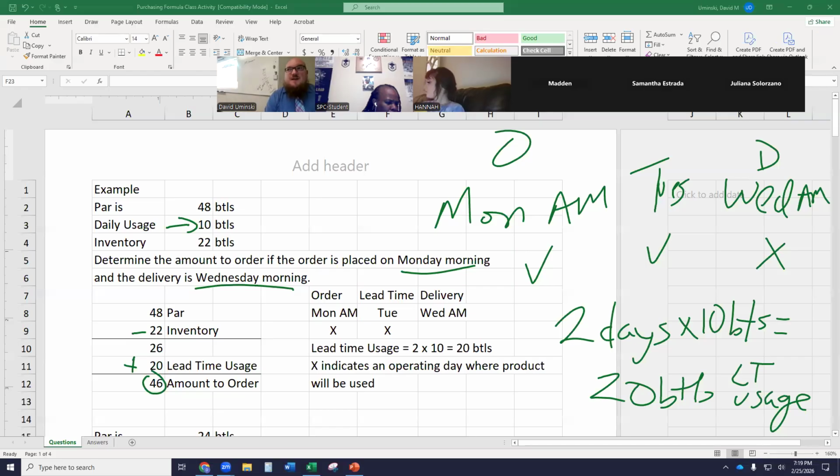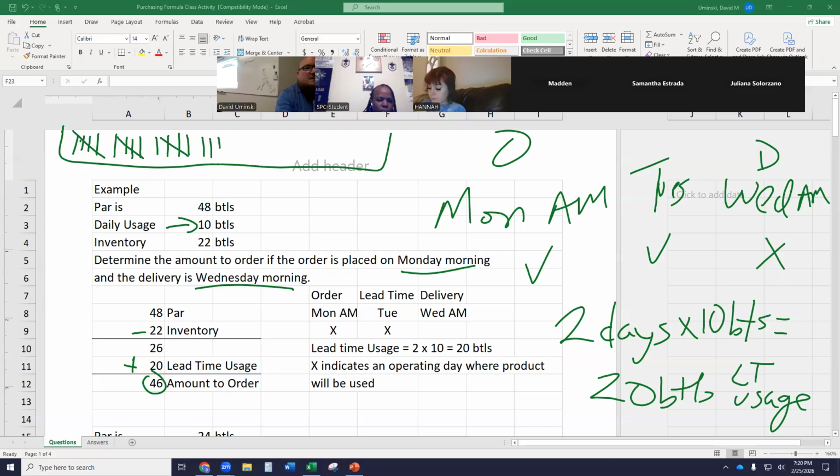Questions, comments, concerns about that? How we got to 46 amount to order? I'm going to do a quick demonstration. Let's pretend that this is my shelf. 1, 2, 3, 4, 5, 6, 7, 8, 9, 10. Okay, so I've got 22 bottles on my shelf. We all see that? Yes.